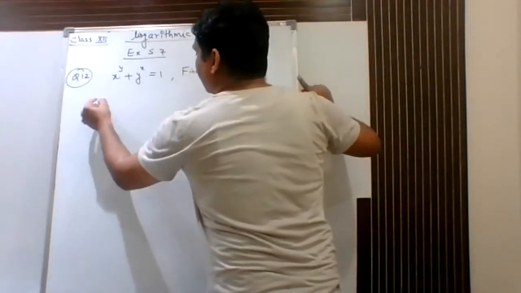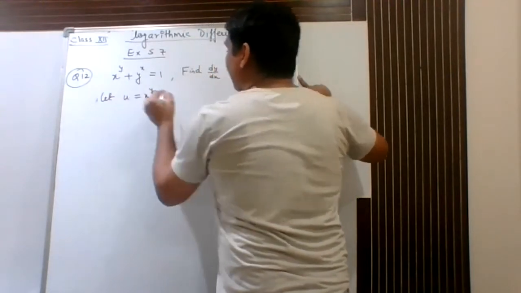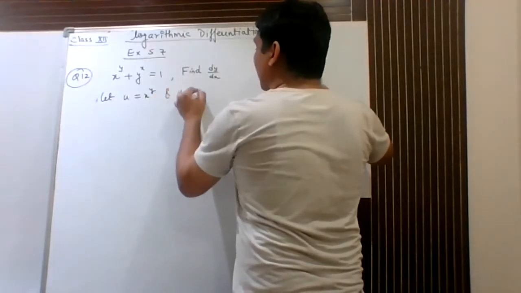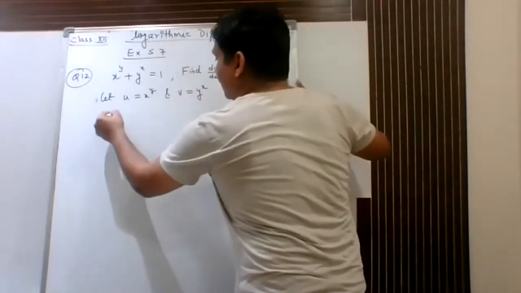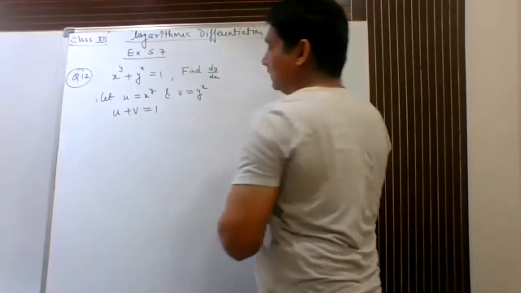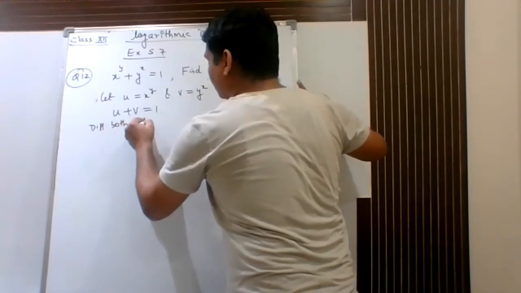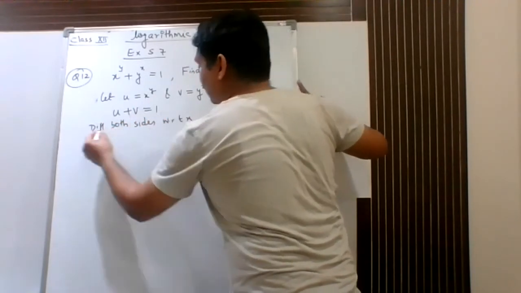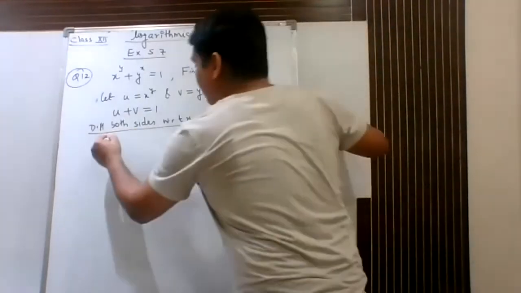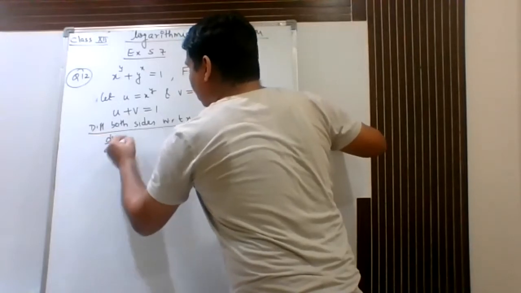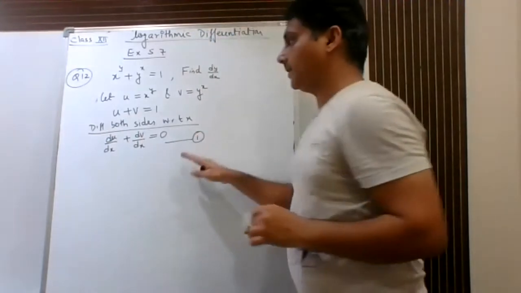you will take, let u is equal to x to the power y and v is equal to y to the power x. So if I call this as u and this as v, then I can rewrite this as u plus v is equal to 1. Now, after this, you will write differentiating both sides with respect to x. So now when you differentiate both the sides with respect to x, you will get this as du upon dx plus dv upon dx is equal to 0. Let us call it the first equation.